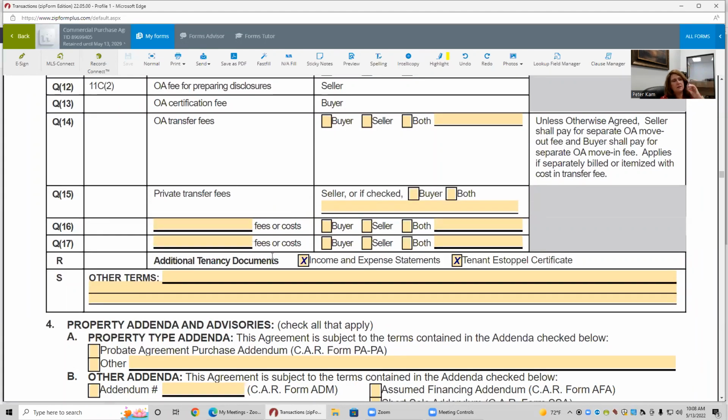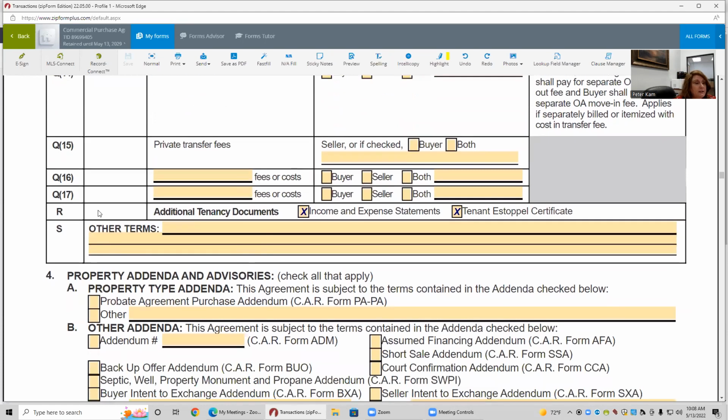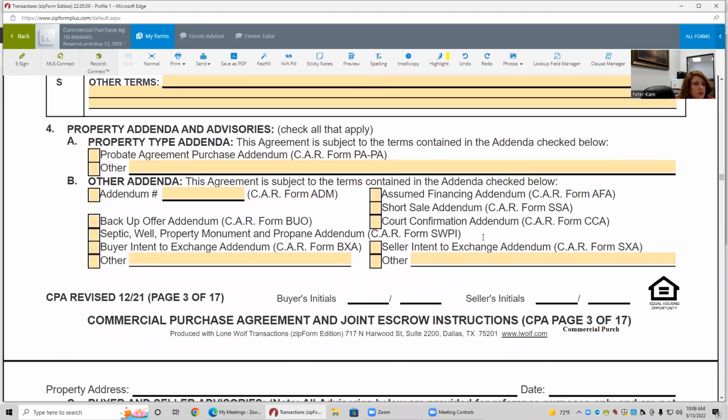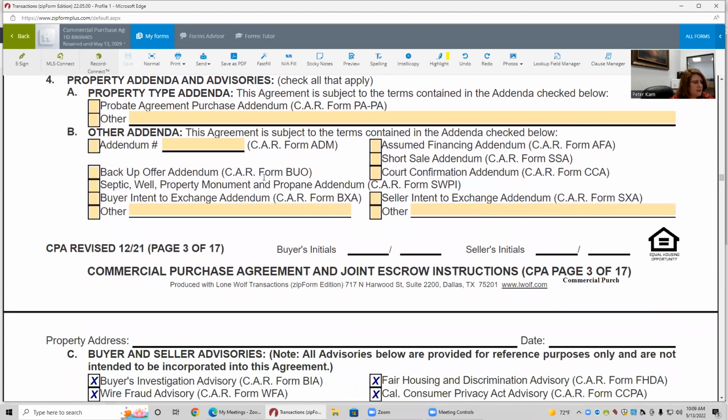Now, here's something I think is extremely important, and this is different, of course, from the residential. As a commercial agent, you want to check the boxes for income and expense statements and tenant estoppel certificates. It's very important because whatever was said discussing, or other things on the MLS, you want to make sure that you're receiving an income and expense statement directly from the seller, and that they are providing that to you so you can review it and make your decision on the property. So this is all going to look the same.